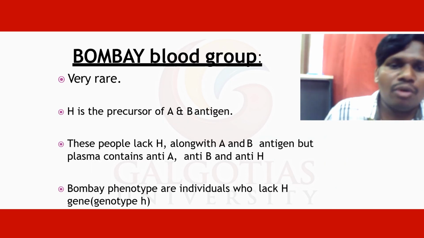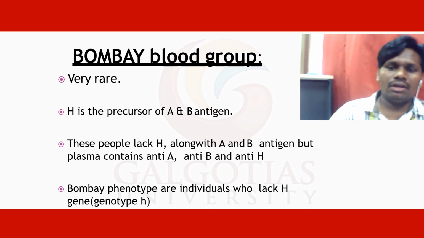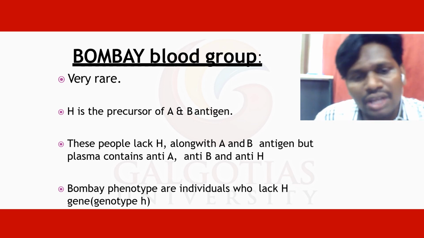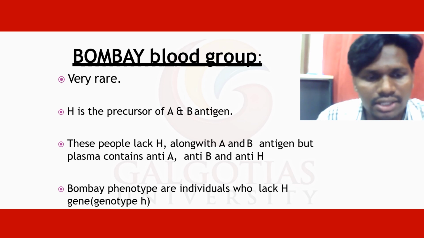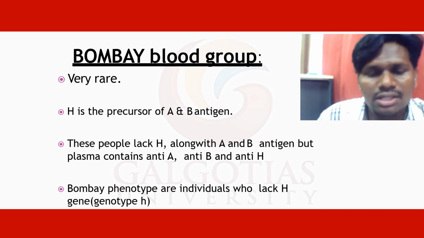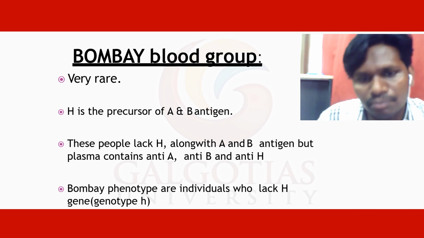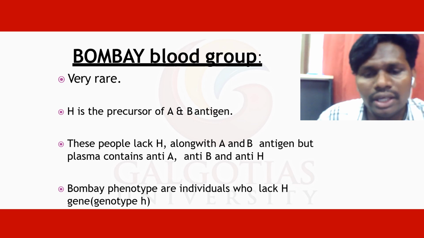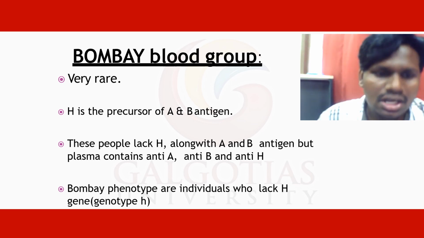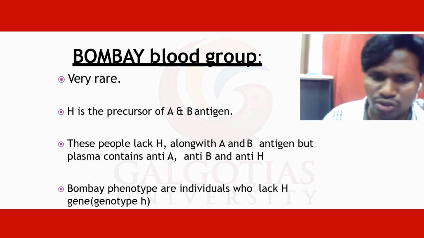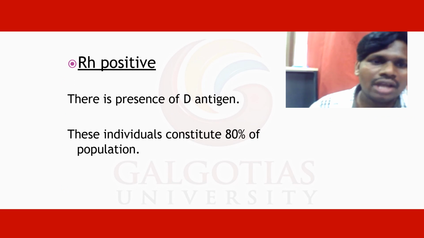Now the Bombay phenotype. Here I am going to give a brief introduction about the Bombay phenotype, and in further classes I will discuss more about it. It is very rare, and H is a precursor substance of antigens A and B. These people lack H along with the A and B antigens, but the plasma contains A, B and H antibodies. Bombay phenotype individuals lack the H gene phenotype.